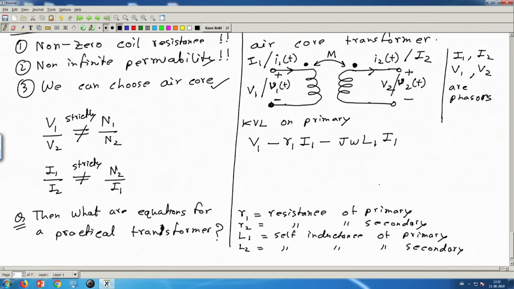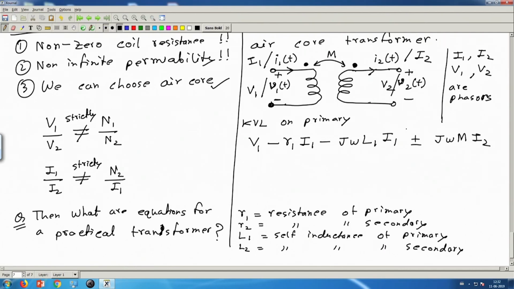Is there anything else? There is one more voltage induced in this coil due to the mutual inductance between the two coils. The current I2 flowing in the second coil will create an EMF in the first coil. What will be the polarity? The magnitude, in terms of phasors, will be j omega M multiplied by I2. Now should it be plus or minus?